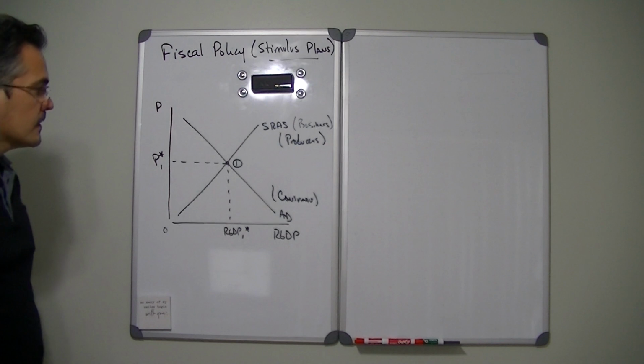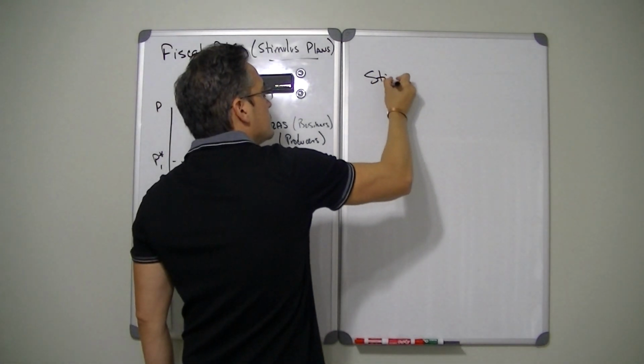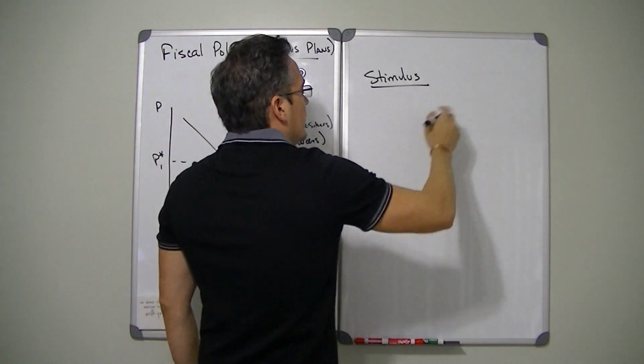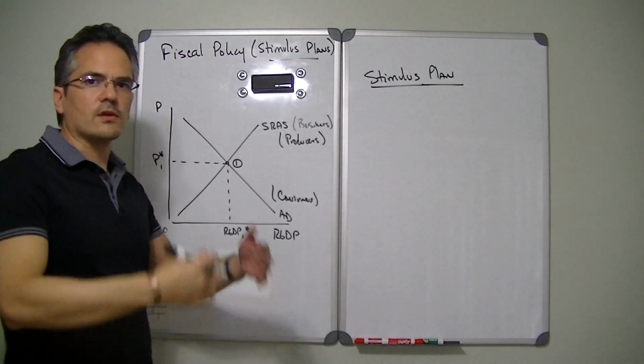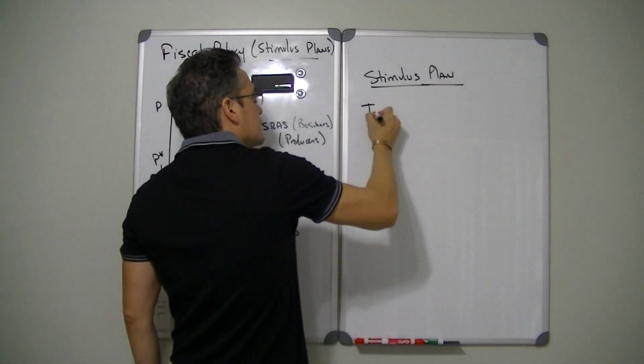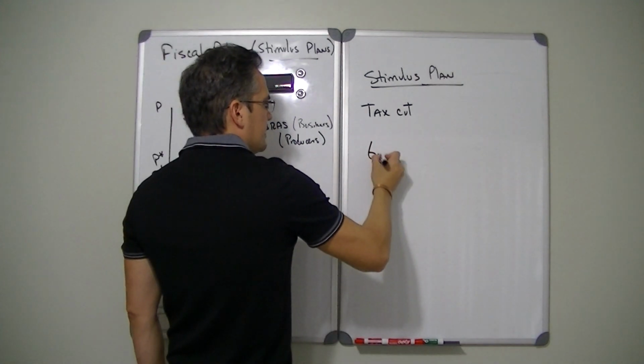So, let's talk about a stimulus plan. A stimulus plan is basically when the government decides to either cut taxes or increase government spending.